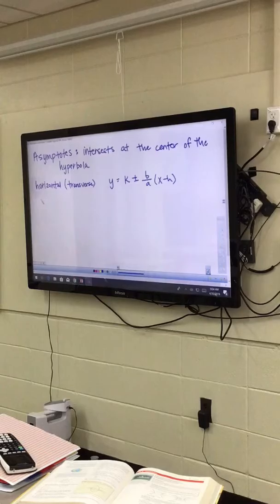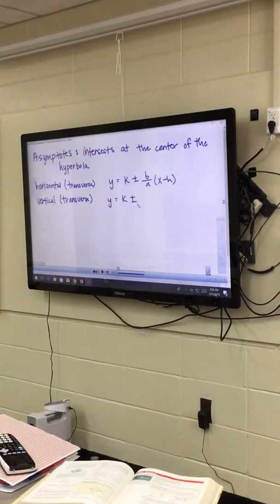And when the transverse axis is the vertical, it is y equals k plus or minus, but instead of b over a, it becomes a over b times x minus h.